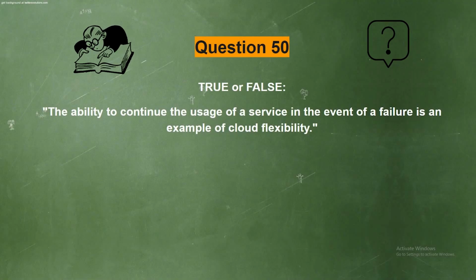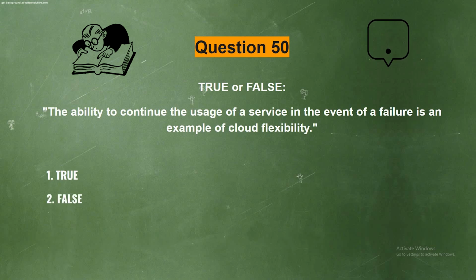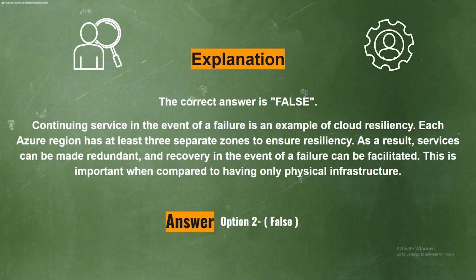Question 50. True or false? The ability to continue the usage of service in the event of a failure is an example of cloud flexibility. And the options are: Option 1, true; Option 2, false. And the correct answer is Option 2, false. Explanation. The correct answer is false. Continuing service in the event of a failure is an example of cloud resiliency.